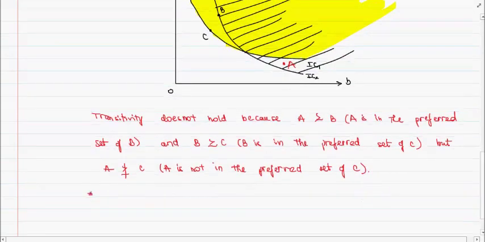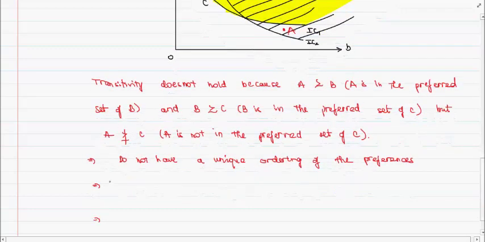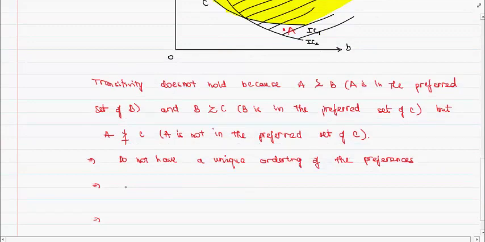Therefore, this is the case where it doesn't represent a preference relation. We do not have a unique ordering of the preferences, so we have no preference relation. It is not a well-behaved preference relation, and therefore the two indifferent curves are cutting each other.